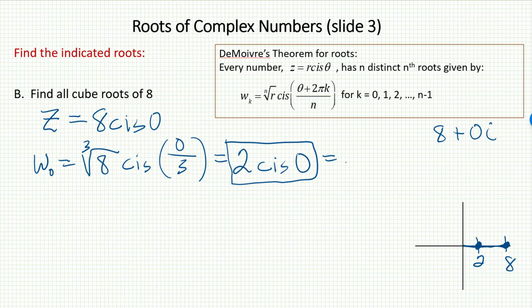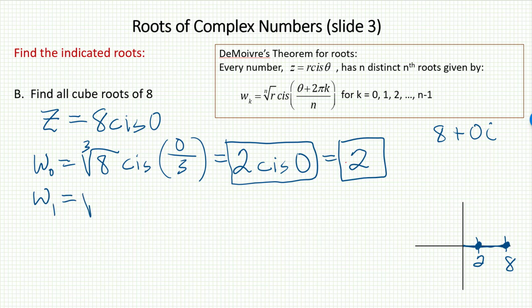Rotate 0 radians and go out a distance of 2. Well, that's just the real number 2. It's 2 plus 0i, which is 2. There's that 2 we knew we were going to get. We knew that the cube root of 8 is equal to 2. But there's a couple other answers as well.